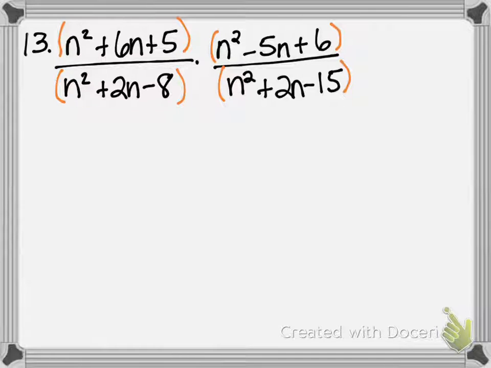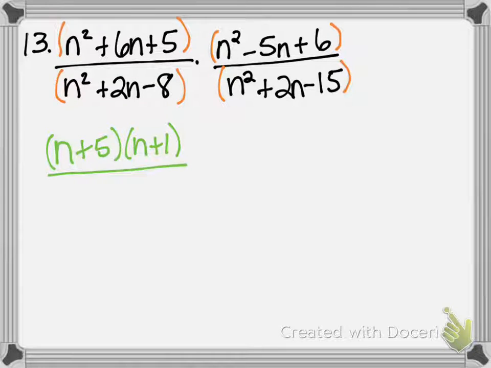So the top left, when you look and see n squared plus 6n plus 5, that factors out to be n plus 5 times n plus 1. The bottom is n squared plus 2n minus 8. So remember, you're thinking what will multiply to give you a negative 8 and add to give you a positive 2, and that's going to be n plus 4 and n minus 2. So remember, you have 4 times 2 is 8, and then you need the 4 to be the positive so that when you add positive 4 and negative 2, it gives you a positive 2n.